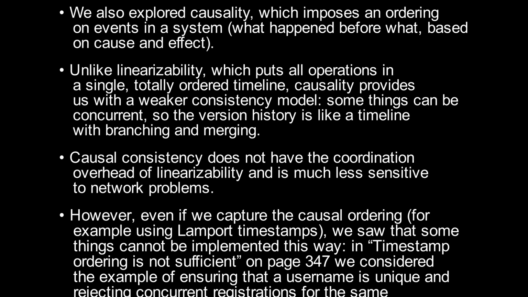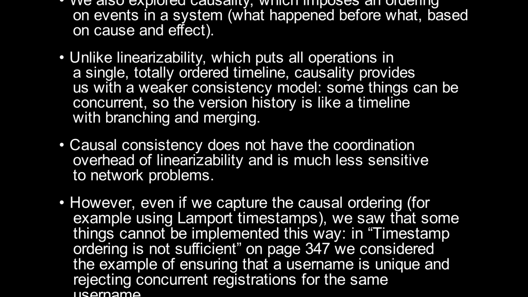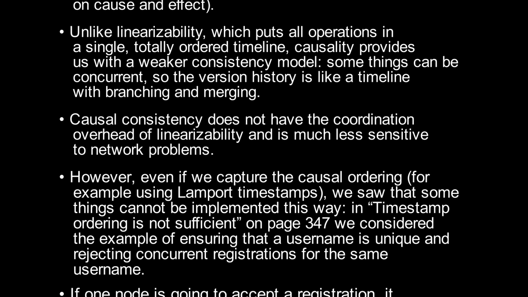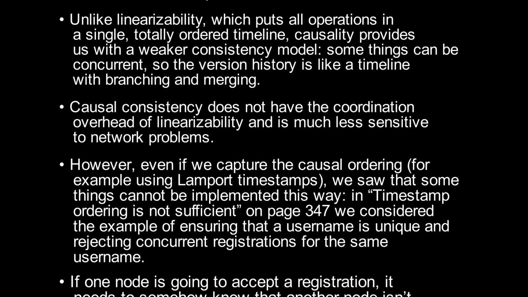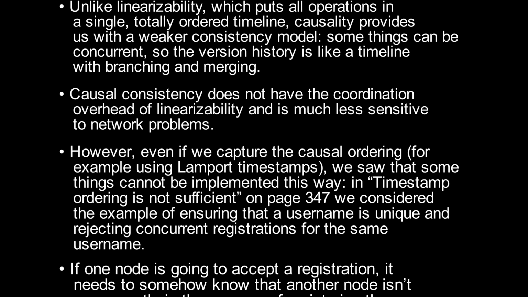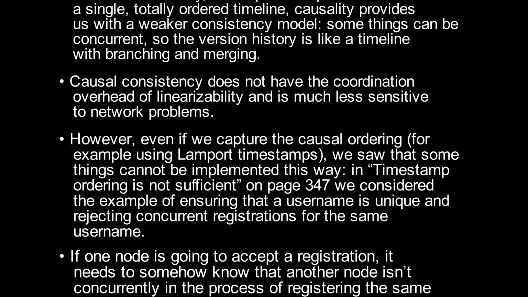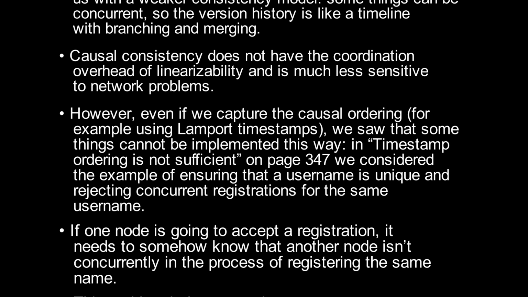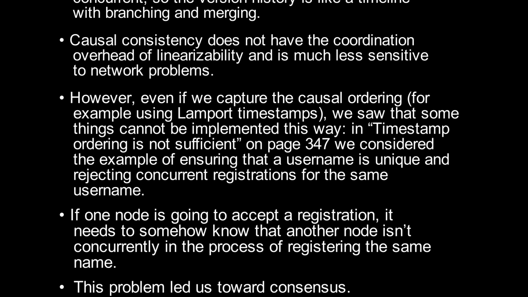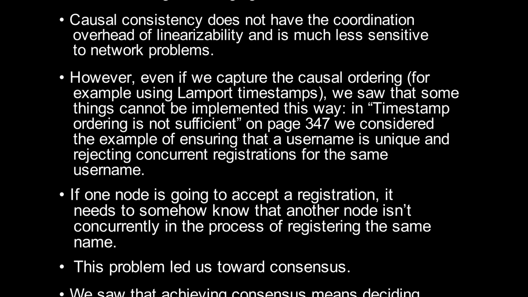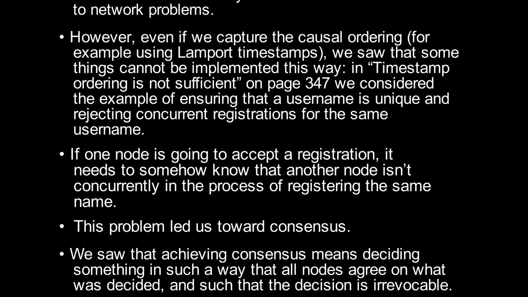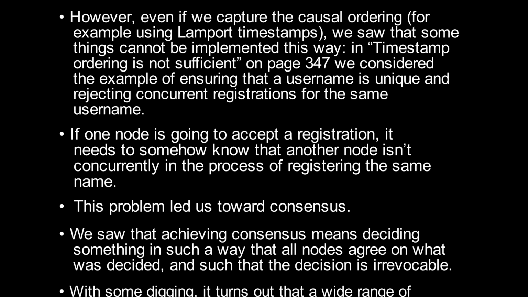However, even if we capture the causal ordering, for example using Lamport timestamps, we saw that some things cannot be implemented this way. Timestamp ordering is not sufficient. On page 347 we considered the example of ensuring that a username is unique and rejecting concurrent registrations for the same username. If one node is going to accept a registration, it needs to somehow know that another node isn't concurrently in the process of registering the same name. This problem led us toward consensus.